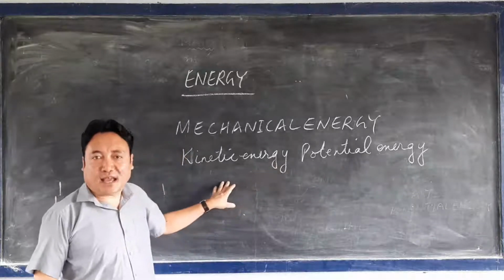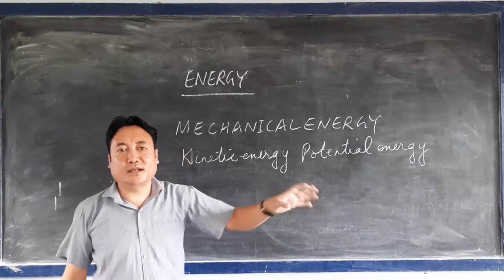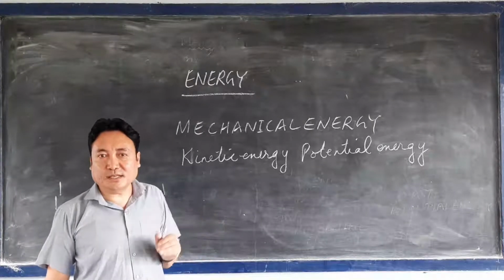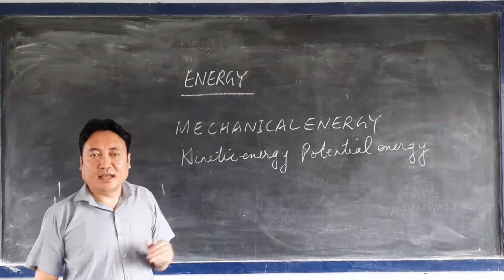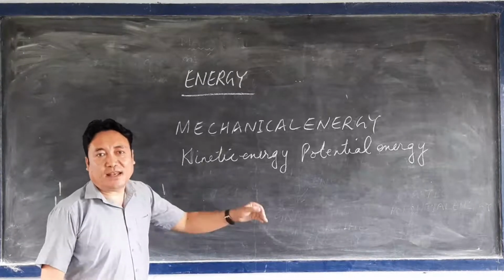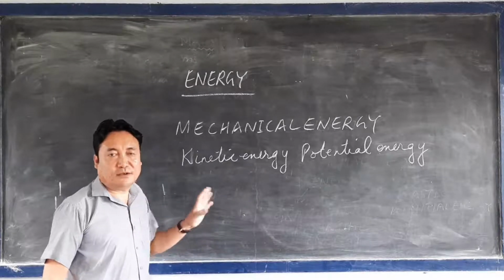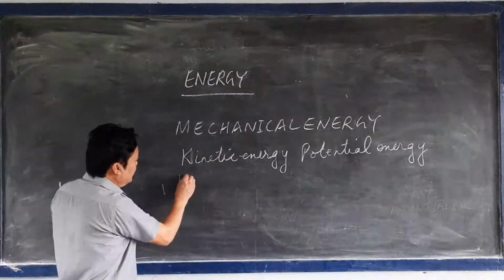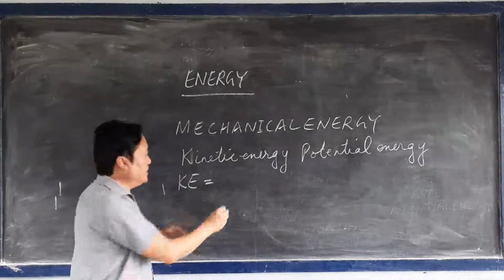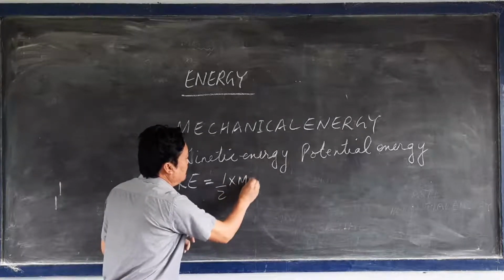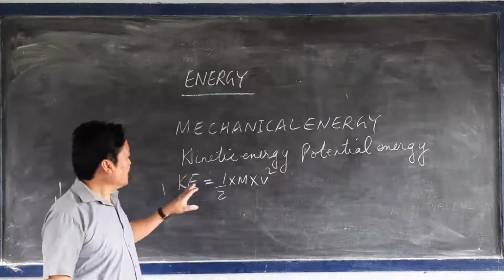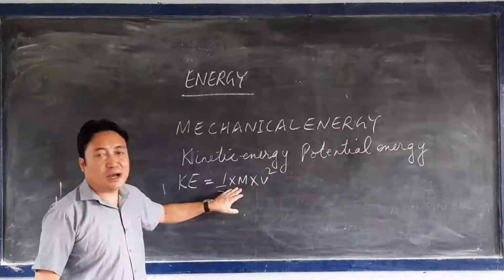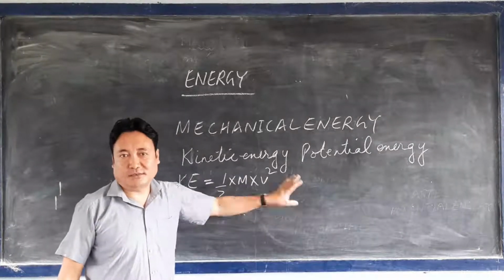Kinetic energy is the energy possessed by the body when the body is in the state of motion. When the body is in the state of motion, the body will possess kinetic energy. The SI unit of kinetic energy is joule, and the CGS unit is erg. To calculate kinetic energy, you will use the relation half m v square, where m is the mass of the body and v is the velocity of the body.